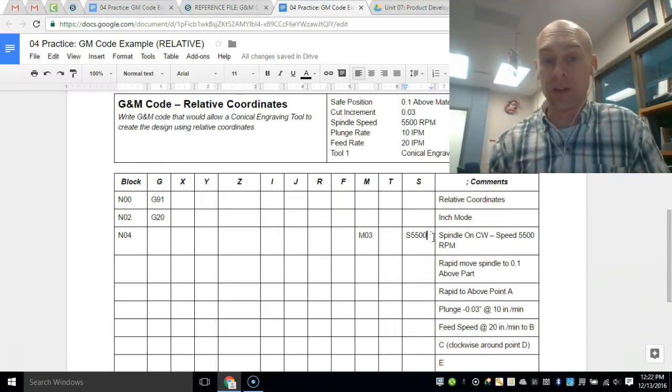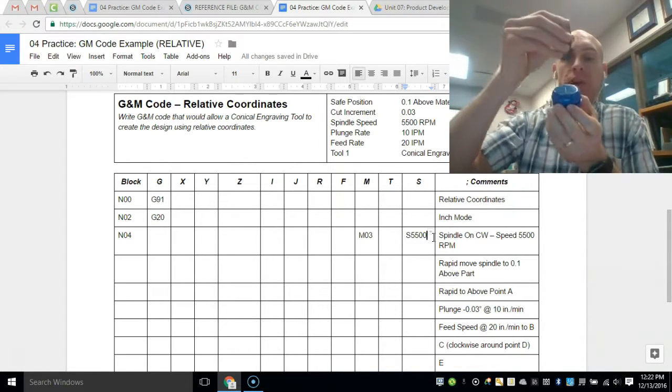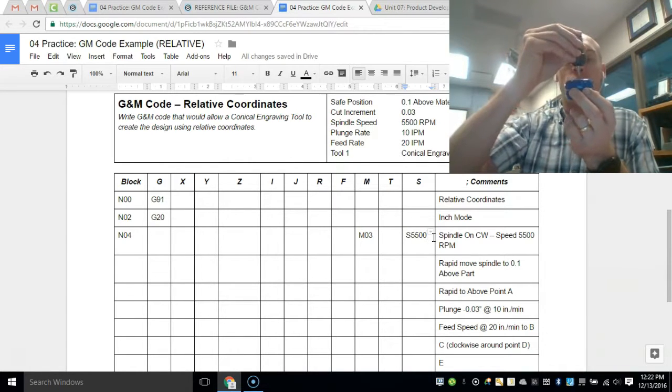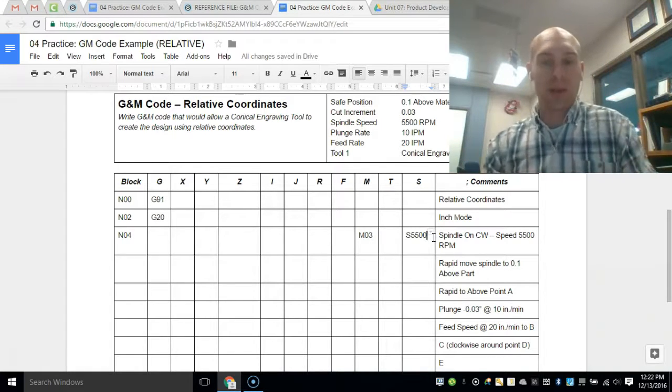Well, here's the thing with relative. We are starting, just as always, our mill bit, engraver bit, so that it is exactly 0.1 above the center of the yo-yo. That's how we load it into the mill. So it's already at that point.